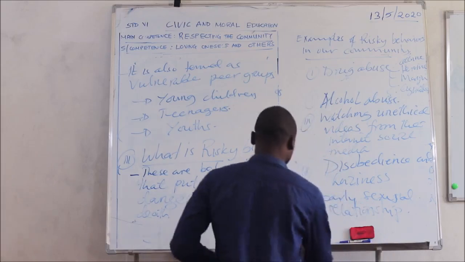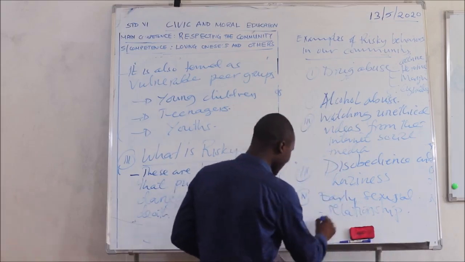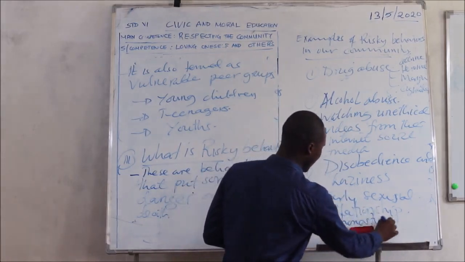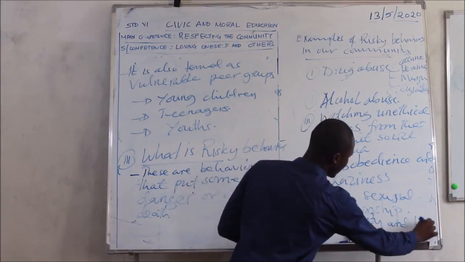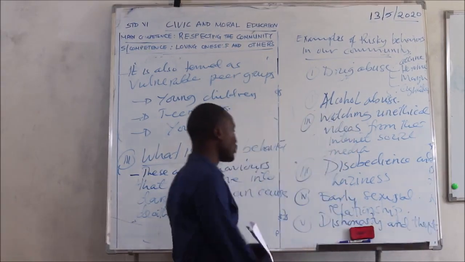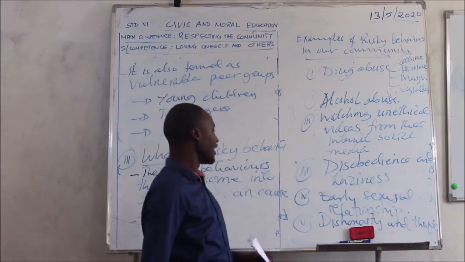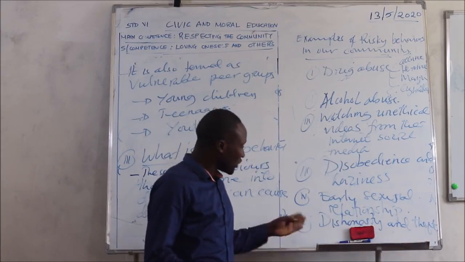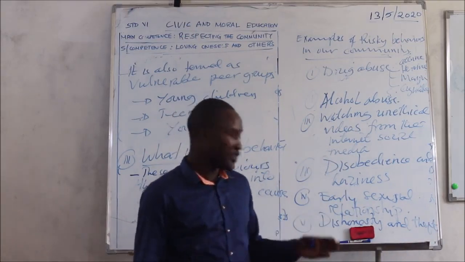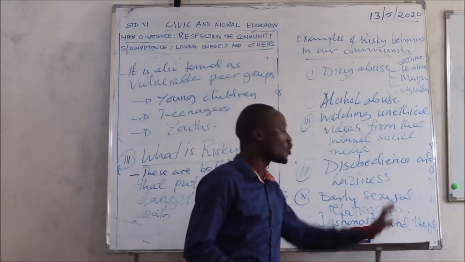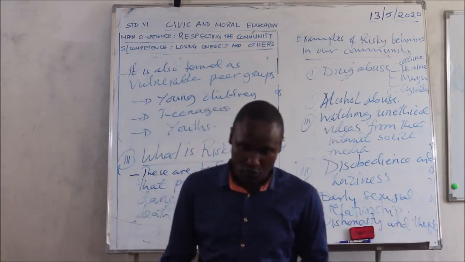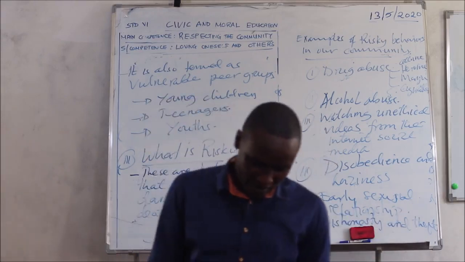But another one, the last one, is known as dishonesty and theft. People who are not loyal, who are not doing the right thing, we regard them as dishonest people, as well as those who steal others' property. So this is also an example of risky behaviors.